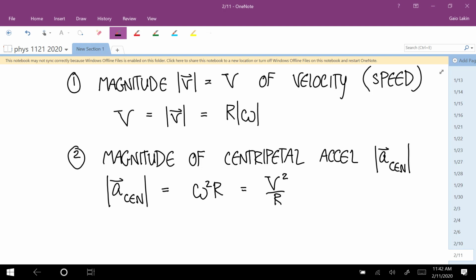So what's the direction of the centripetal acceleration? It's toward the center of the circle always. So that's a pretty easy one. Okay. Centripetal means toward the center.